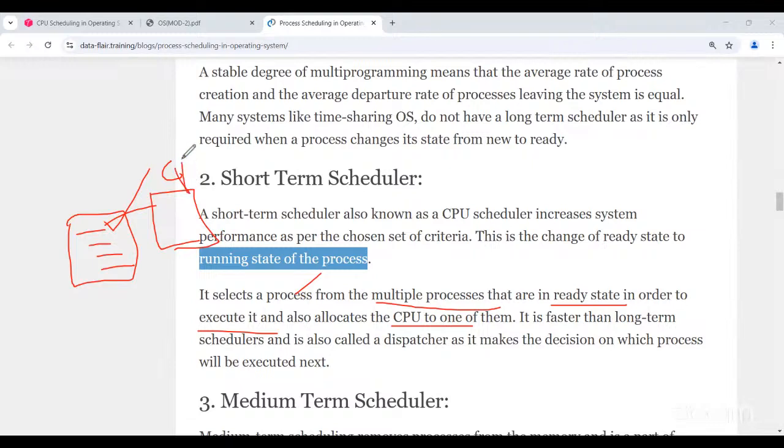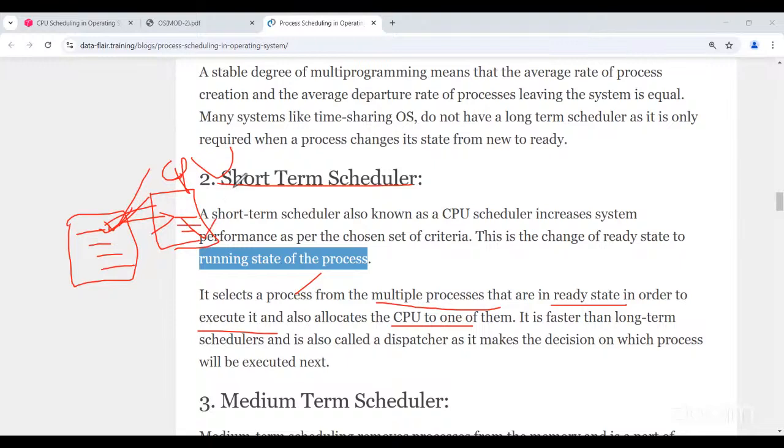This is a CPU. So this is the process. Who is sending here? The short-term scheduler is sending it to the CPU, asking the CPU to allocate the time to execute this process. So this process will be executed.